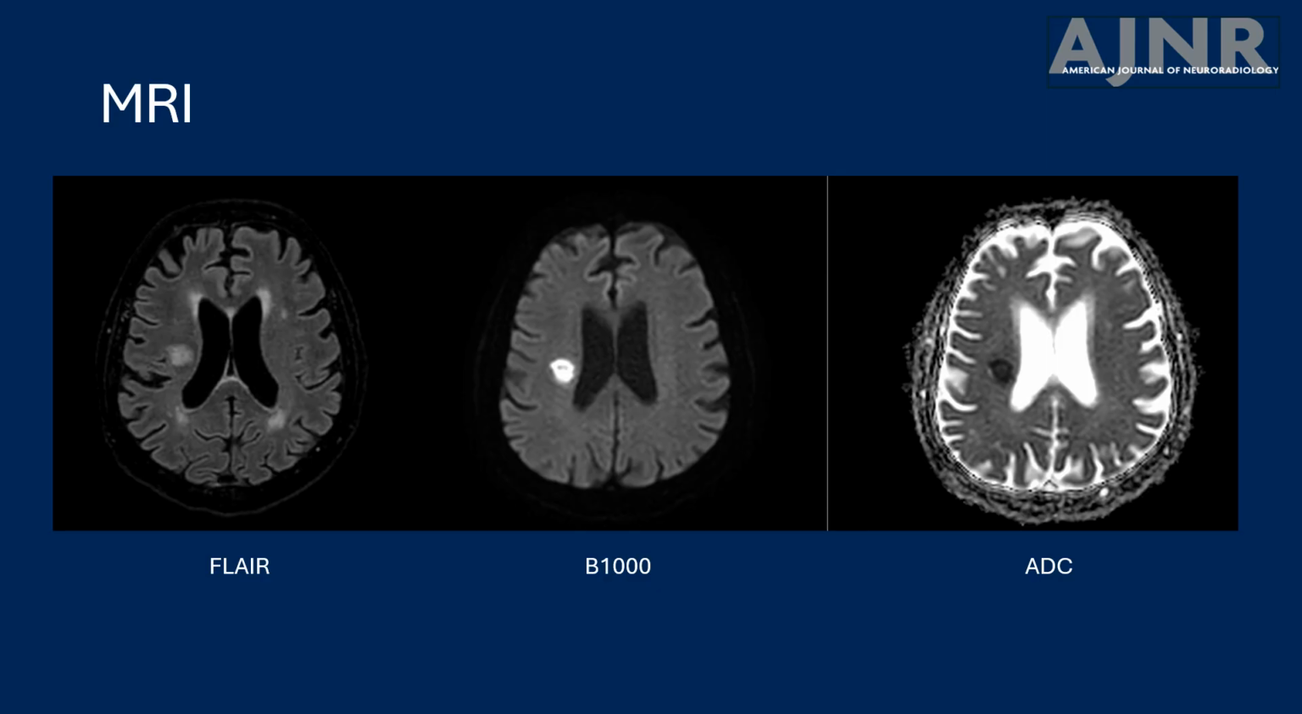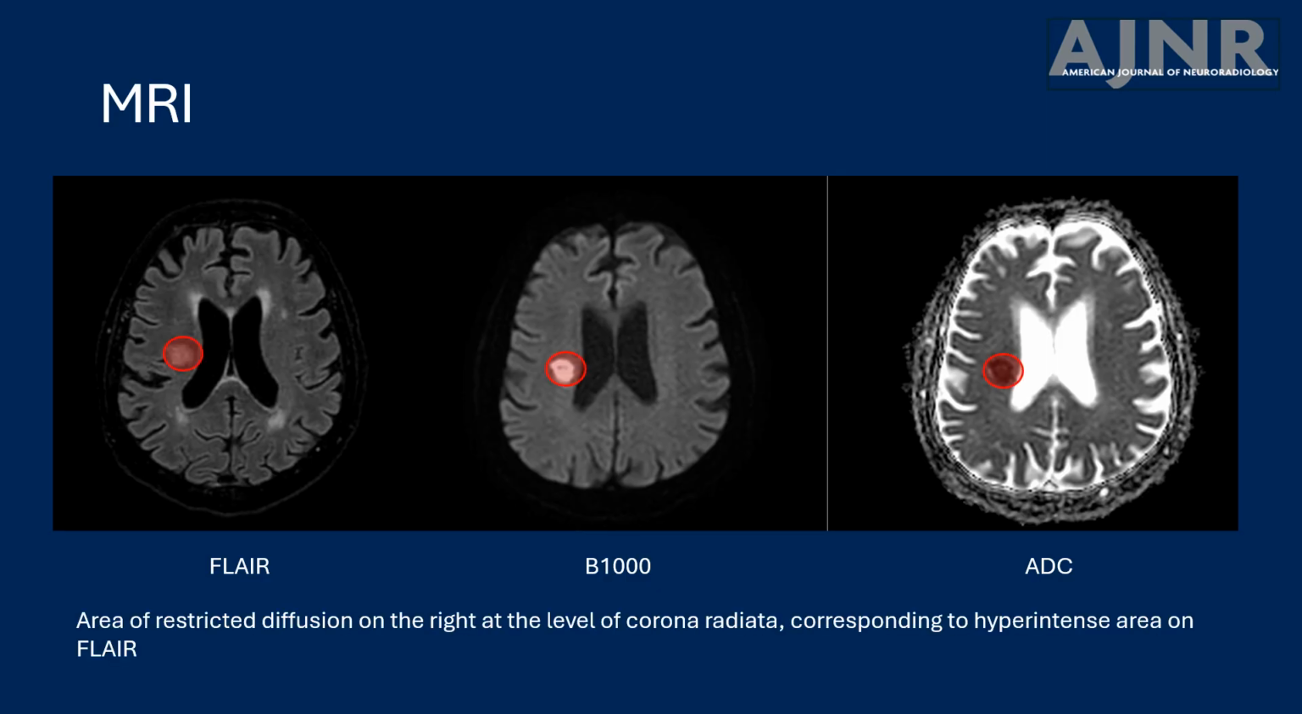Now, hopefully, you were able to identify what's wrong in this brain. So, there is an area of restricted diffusion on the right at the level of the corona radiata, corresponding to a hyperintense area on FLAIR. These changes indicate an acute ischemic stroke.